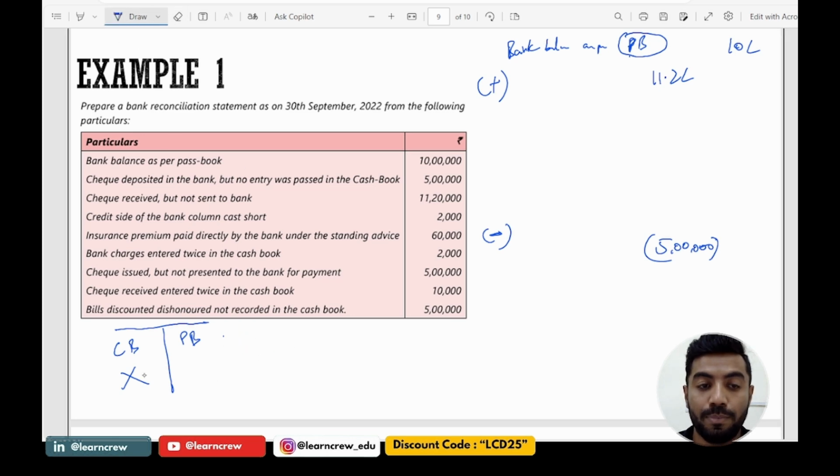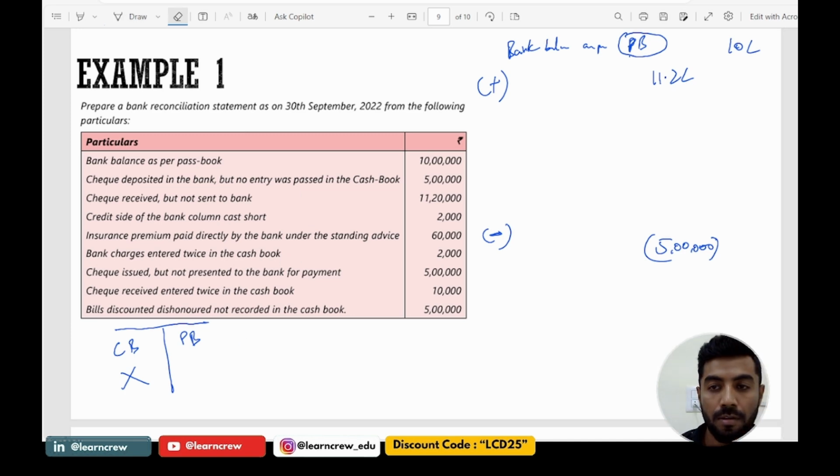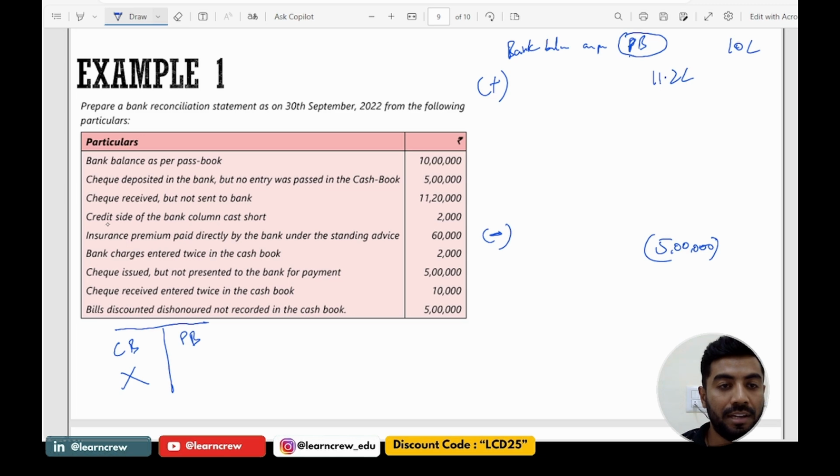In the cash book, it is less, which means in the passbook, it will be more. Okay, credit side of the bank column, cash short. If it is more, what do we have to do? This is nothing but the credit side of the bank column, cash short. What is the credit side of the bank column? Which is nothing but withdrawals.